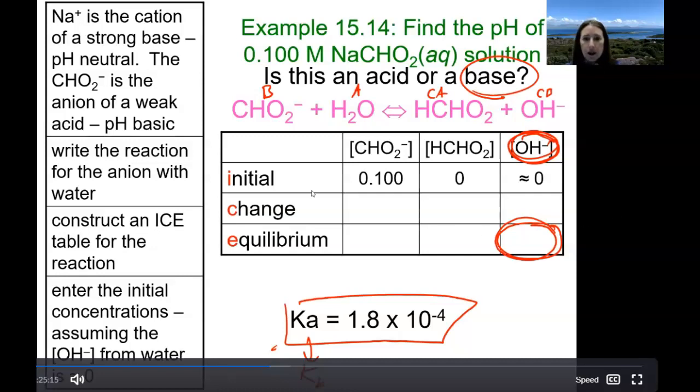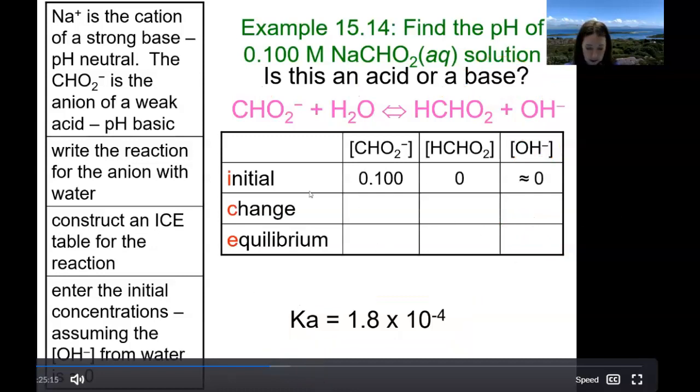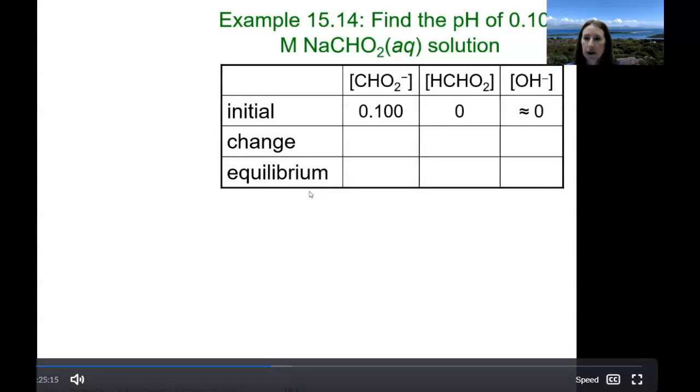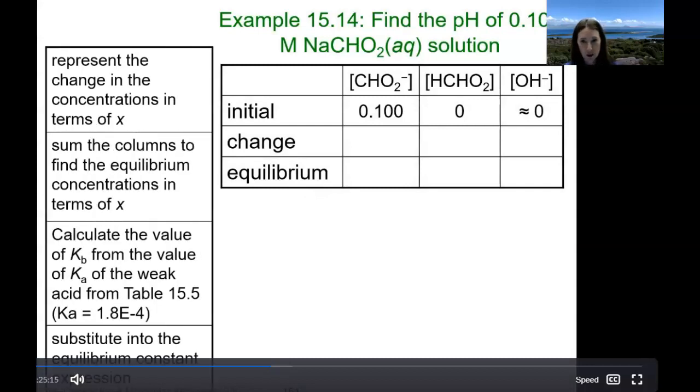Okay, so first, let's just set up our ICE table. Simple, this ICE table, now we've done this a few hundred times, right? Minus X, plus X, plus X, because if we're only starting with reactants, it can only go one way. It's got to go towards our products. So it's going to be 0.1 minus X, X, X.